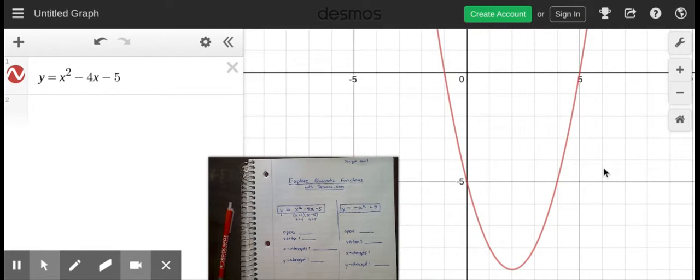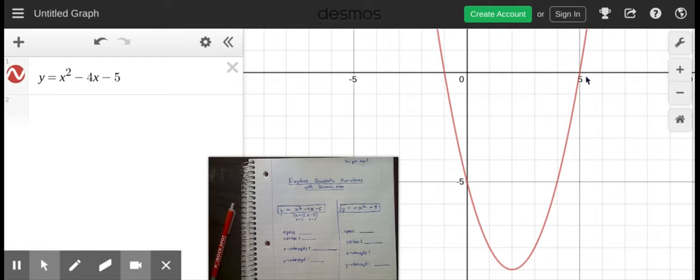It's got a minimum y value, which I'm going to call the vertex. It opens up, so it's U-shaped. It does go through the y-axis, known as the y-intercept, and it does have two x-intercepts, also known as roots, also known as solutions. Okay, let's just write those down to summarize.